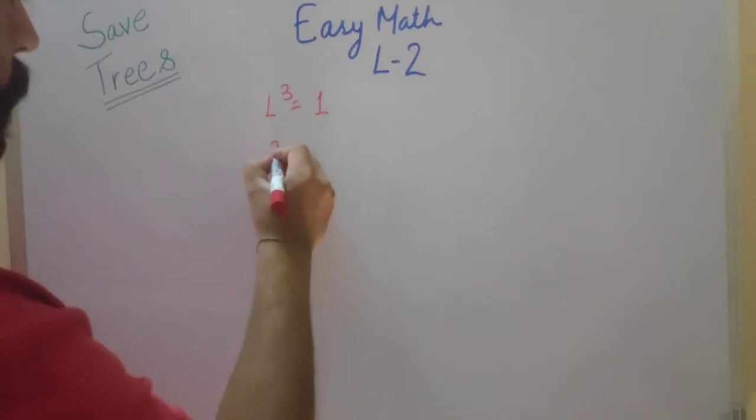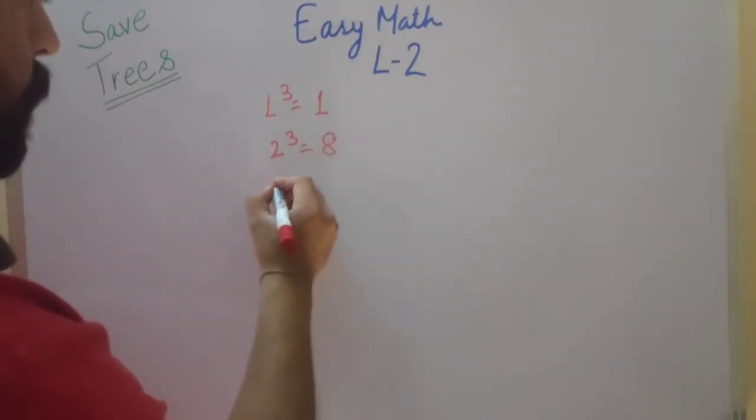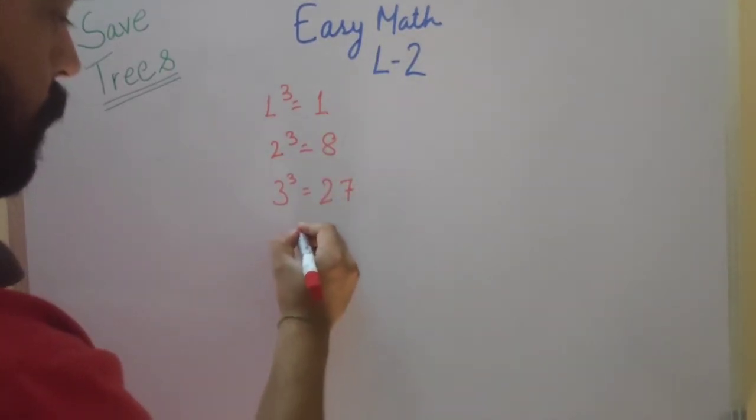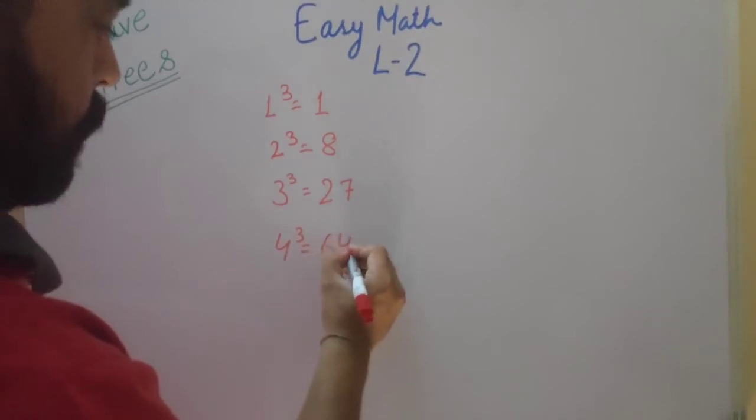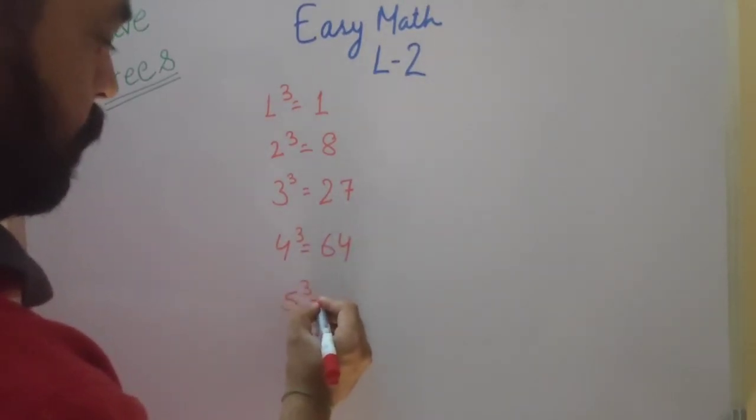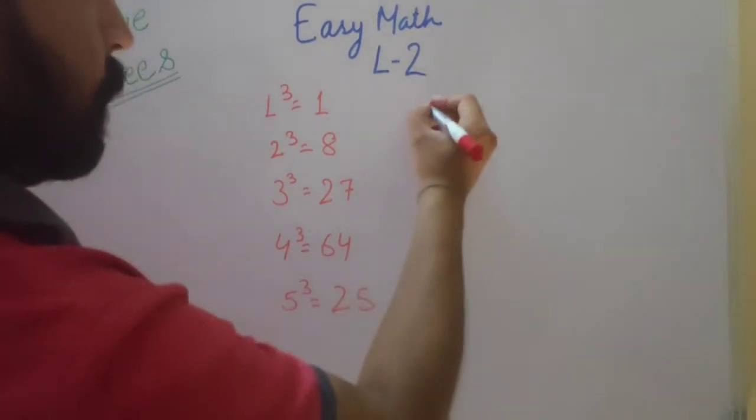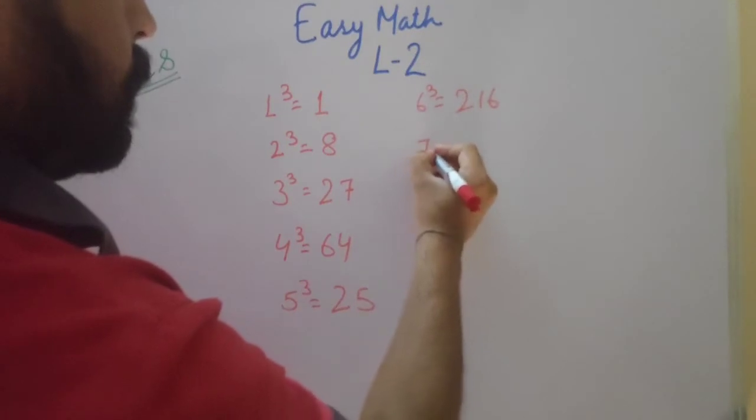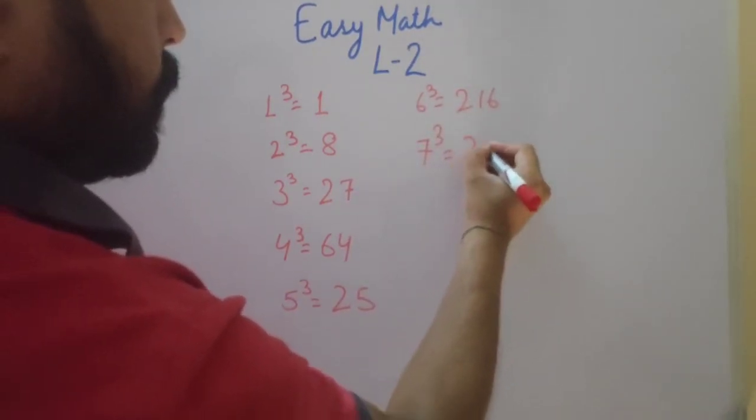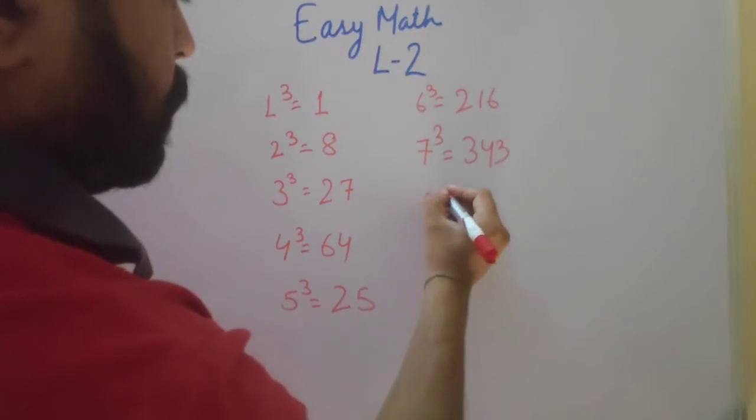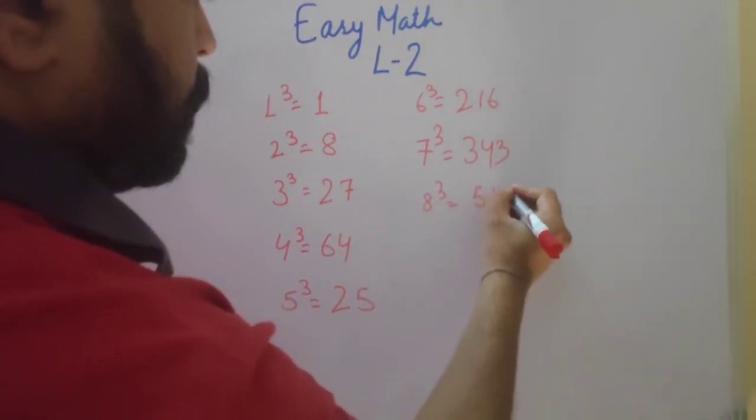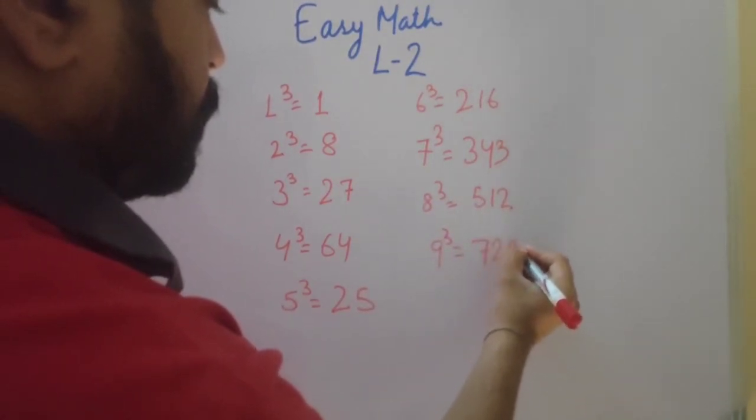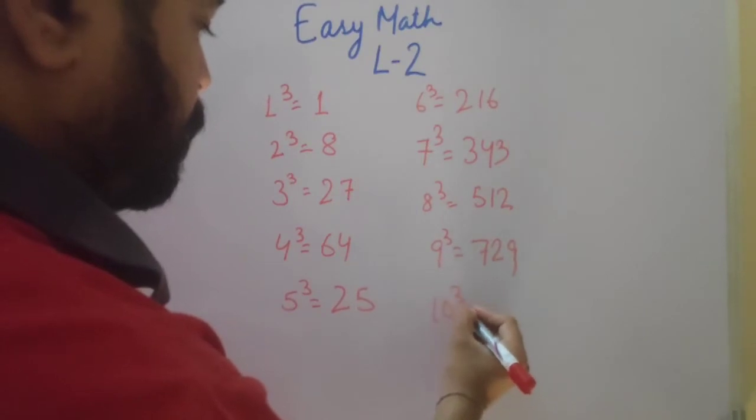For example, cube of 1 is 1, cube of 2 is 8, cube of 3 is 27, cube of 4 is 64, cube of 5 is 125. I wrote it 25 by mistake. And cube of 6 is 216, cube of 7 is 343, cube of 8 is 512, cube of 9 is 729, and cube of 10 is 1000.